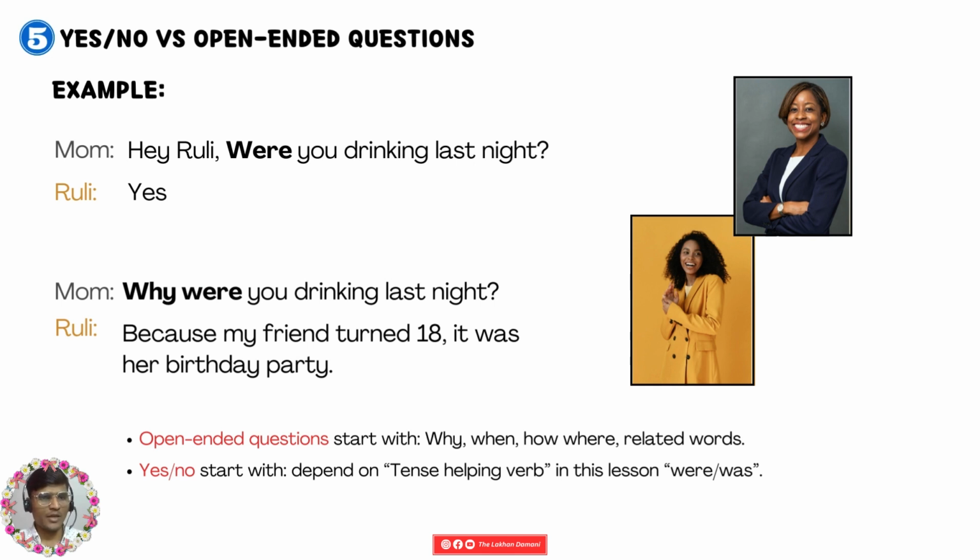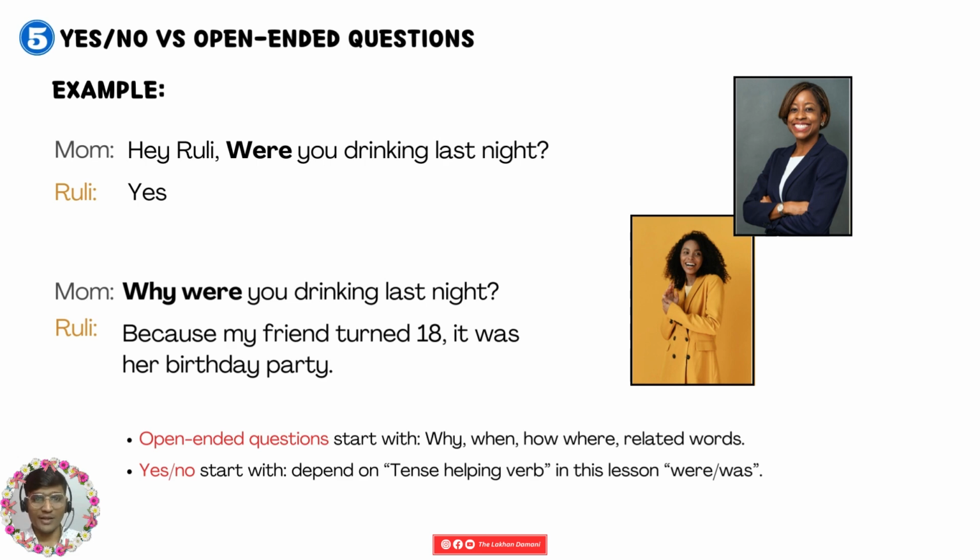So, mom: hey Rolly, were you drinking last night? Yes, that's finished. Why were you drinking last night? Because my friend turned 18, it was her birthday party, right? That's what I think we can say, that an open-ended question always starts with why, when, how, where, the WH words, how, when, why, etc. And yes-no questions, you just have to start the sentence with were and weren't, right? So I hope you understand this. That's all these 5 points.